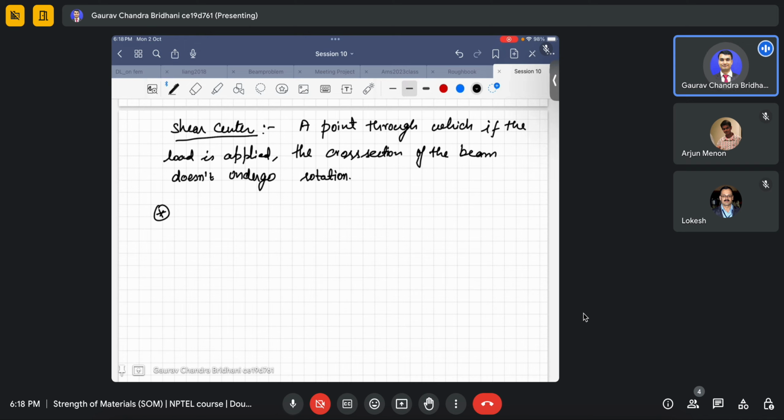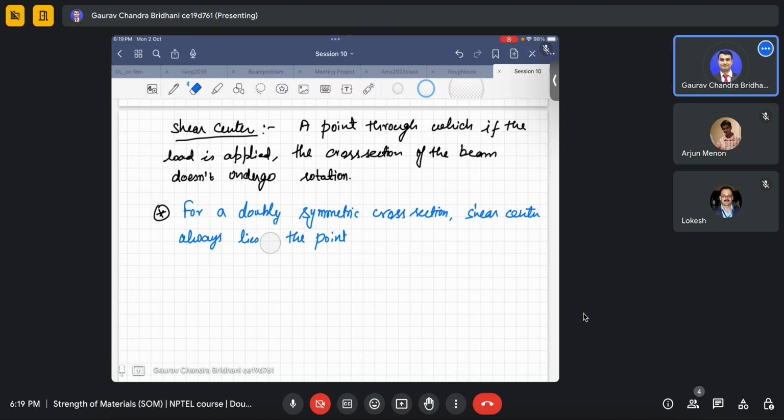So for a doubly symmetric cross section, the shear center always lies at the point of intersection of the axes of symmetry.